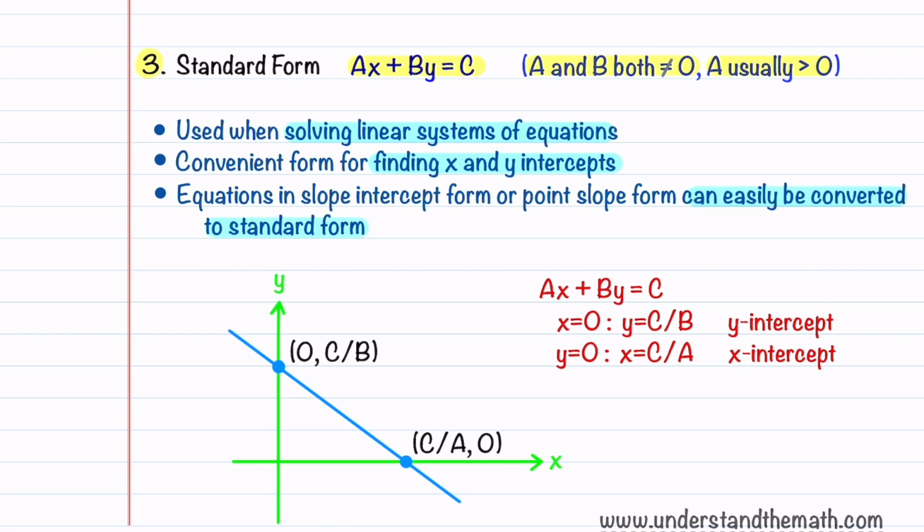To see how you can easily find intercepts from this form, we can let x equal 0 and solve for y in this equation, and we get y is equal to c over b, which is the y-intercept. Likewise, we can set y equal to 0 in our equation, and we get x is equal to c divided by a, which is our x-intercept. So when you need to find the y-intercept, you set x equal to 0, and when you need to find the x-intercept, you set y equal to 0.